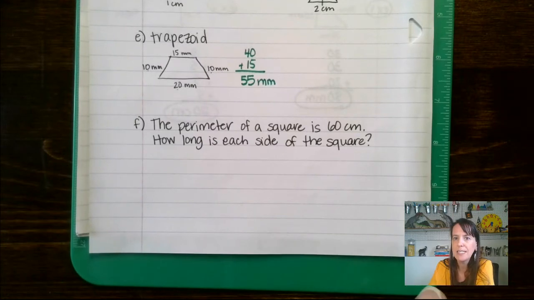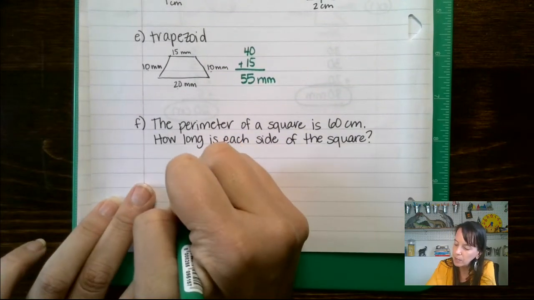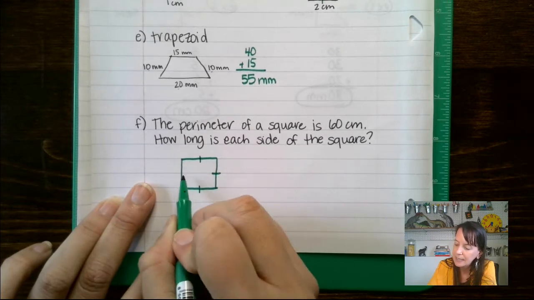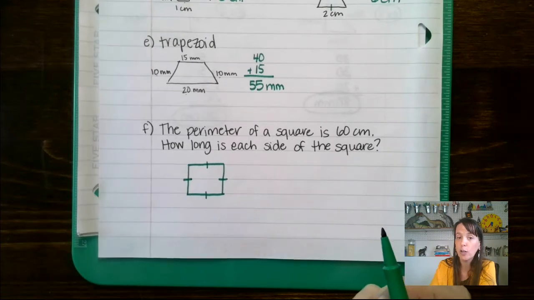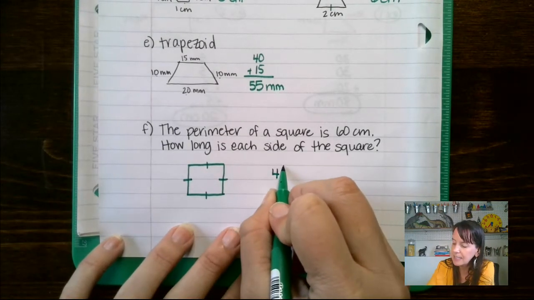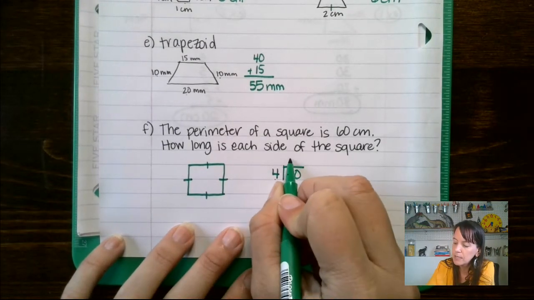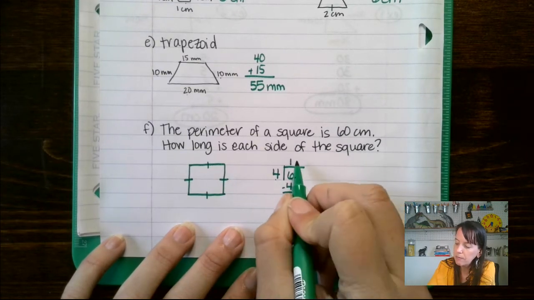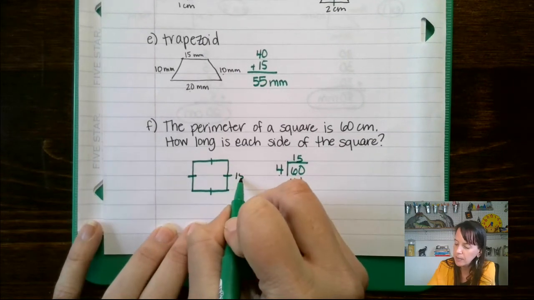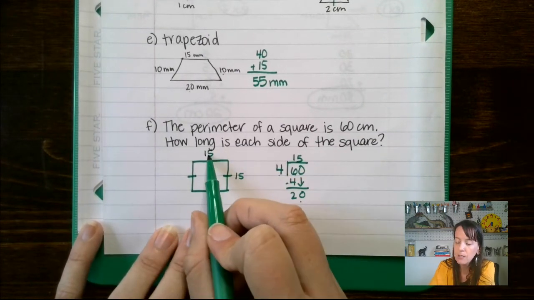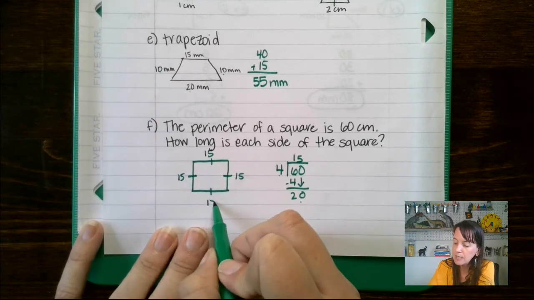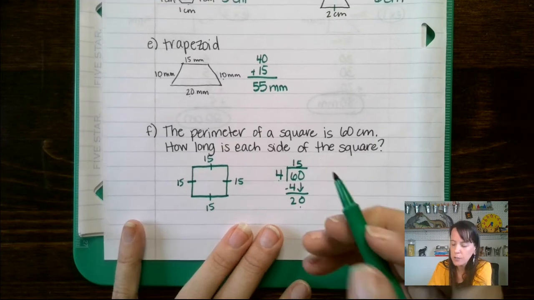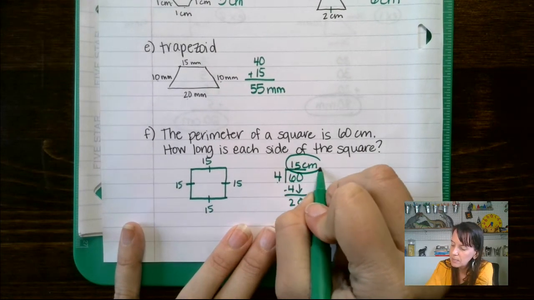All right, the perimeter of a square is 60 centimeters. How long is each side? Remember, a square is the same on all sides. So if I add up all these sides, I'm getting 60. Well, they're all the same and there are 4 sides. So let's take 60 and divide that by 4. 4 goes into 6 one time. Subtract and bring down. 4 goes into 20 5 times with no remainder, so each side would have to be 15. 15 plus 15 is 30. 15 plus 15 is another 30. 30 plus 30 gives us 60. And it's centimeters, so we say centimeters. 15 centimeters for each side.